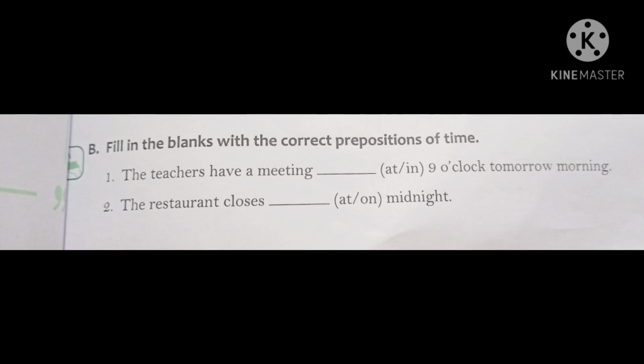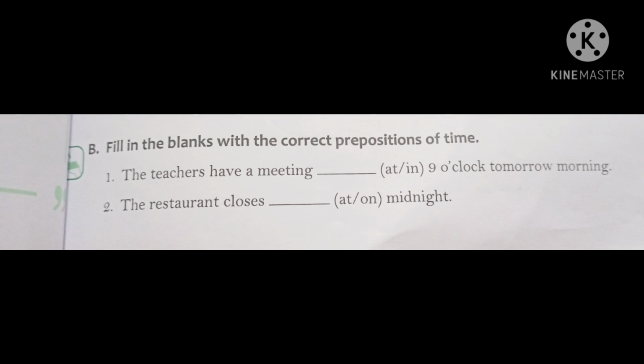Let's take a look at this exercise. This will help us understand it better. Exercise B given on page number 103. Fill in the blanks with the correct prepositions of time. The teachers have a meeting dash 9 o'clock tomorrow morning.